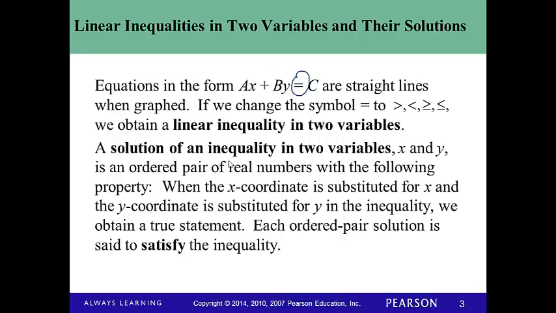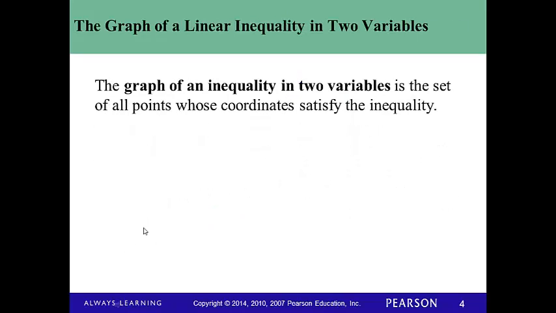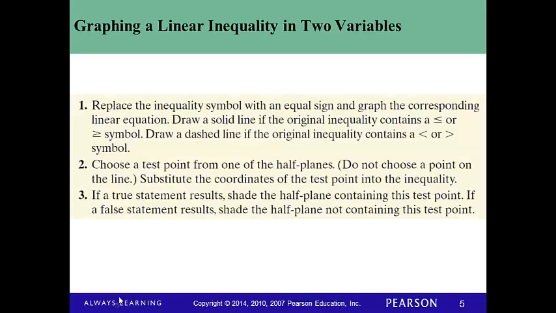A solution to an inequality in two variables is one where you substitute the x-coordinate for x and the y-coordinate for y, and you obtain a true statement. Each ordered pair solution is said to satisfy the inequality. The graph of an inequality in two variables is a set of all points whose coordinates satisfy the inequality.